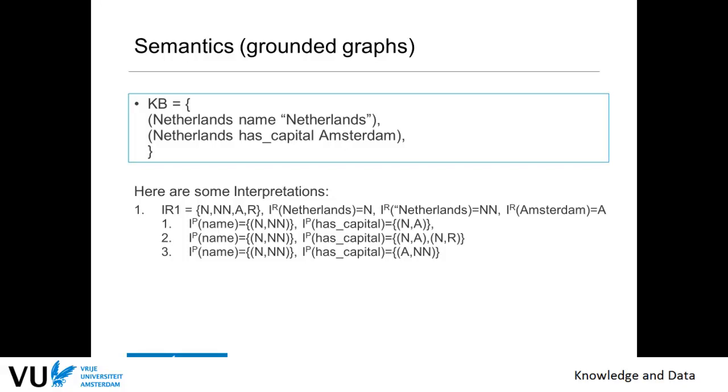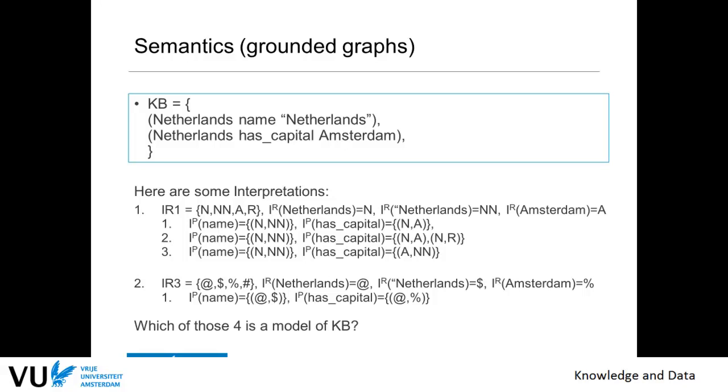So these were three interpretations for the same universe, but we can also add an interpretation for a different universe. And this universe is even crazier. So we have the at sign, the dollar sign, the percentage sign, and the caret. I don't even know how to say this. And now we interpret the string Netherlands as the at sign. We interpret Netherlands with quotes, the literal, as the dollar sign, and Amsterdam as the percentage sign. So we have a different universe, and we map each term again to one of the elements of the universe.